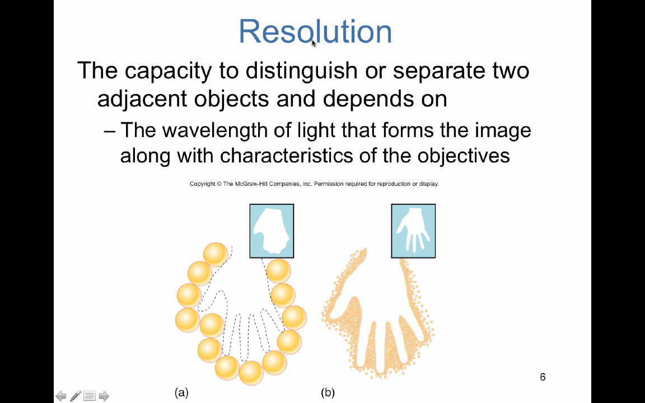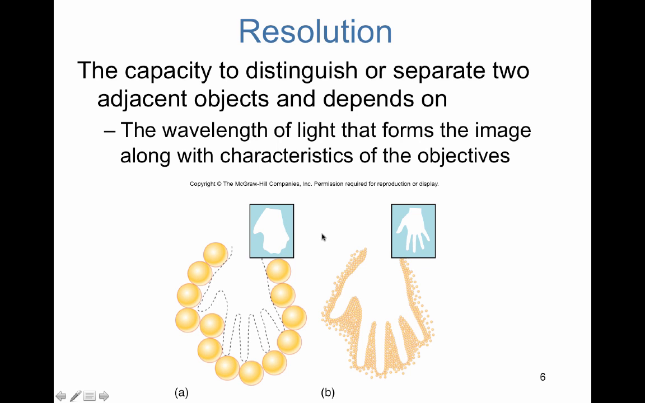So this is basically referring to the sharpness or the clarity of that image. And here's a decent example to illustrate the principle of resolution: the image on the right has a higher resolution because you can extract smaller bits of information from this image than the image on the left. So you can distinguish two adjacent objects that are closer together in the image on the right than the one on the left.